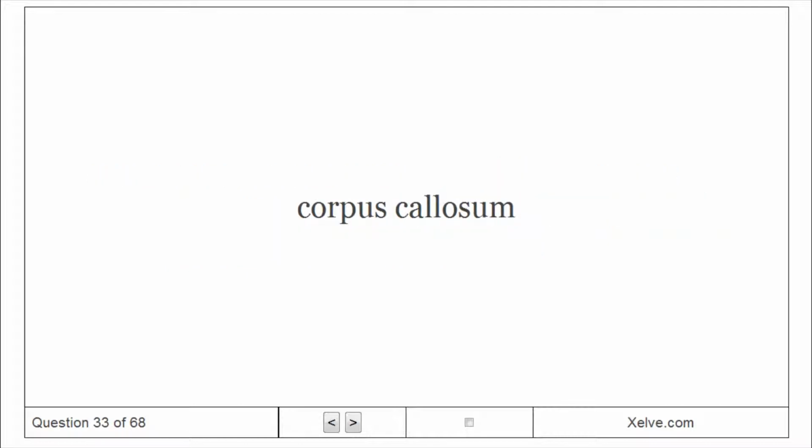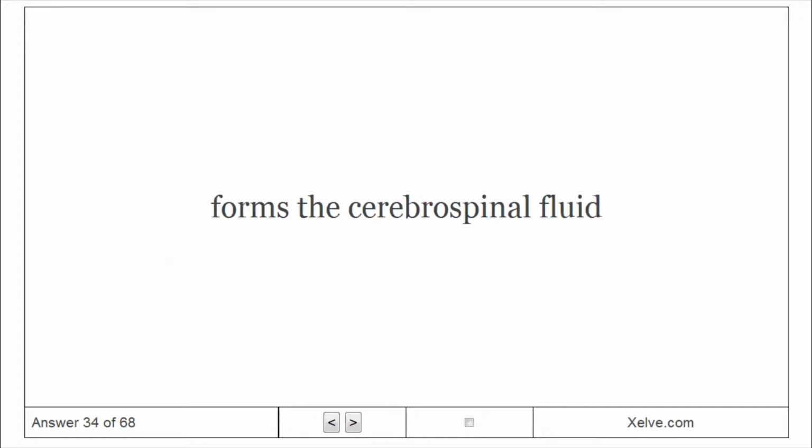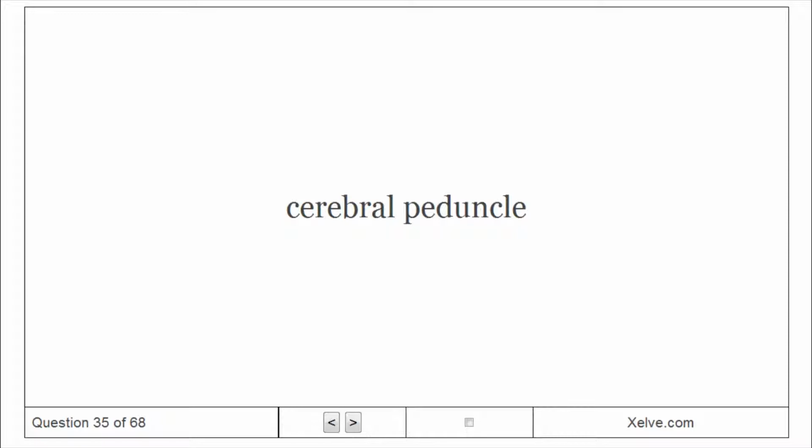Corpus callosum. Large fiber tract connecting the cerebral hemispheres. Choroid plexus. Forms the cerebrospinal fluid. Cerebral peduncle. Midbrain area that is largely fiber tracts, bulges anteriorly.